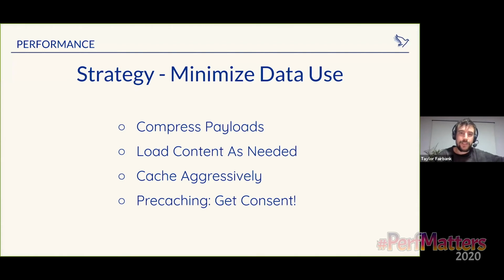We have another strategy here. We want to minimize data use. So we want to compress payloads as much as possible. We want to only load content as needed if it's requested by the user. We want to cache anything we can very aggressively. And for pre-caching, it's really important to get consent, right?